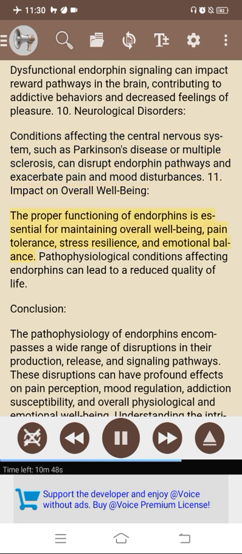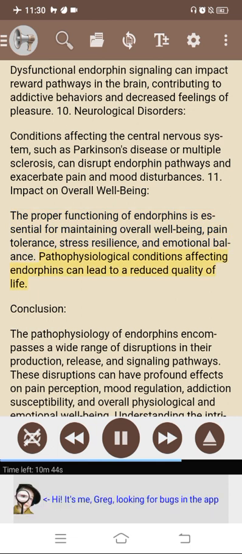The proper functioning of endorphins is essential for maintaining overall well-being, pain tolerance, stress resilience, and emotional balance. Pathophysiological conditions affecting endorphins can lead to a reduced quality of life.